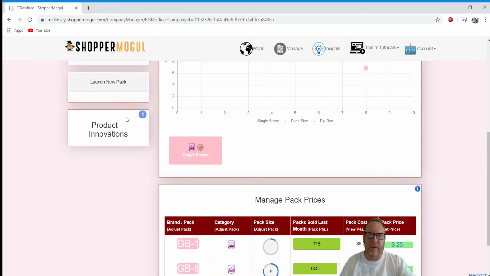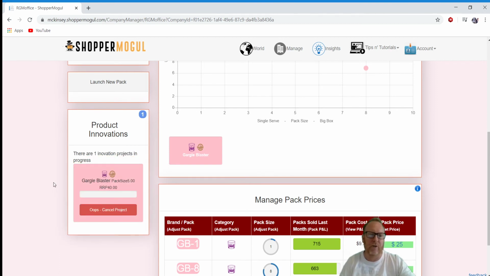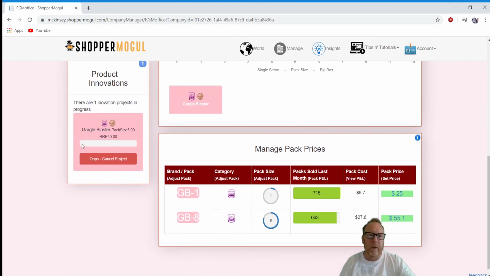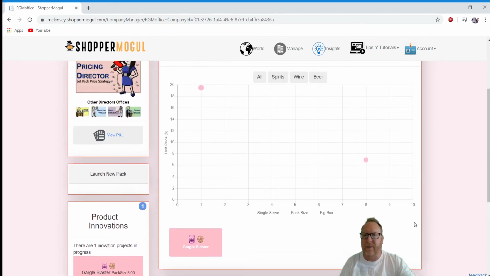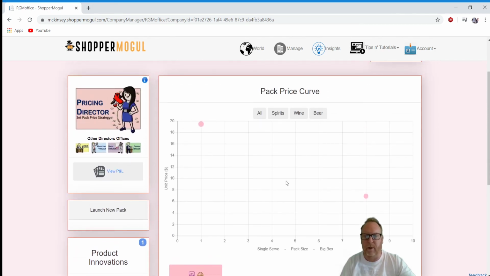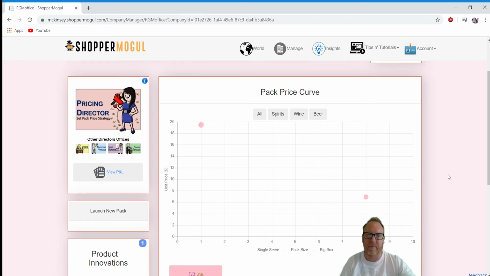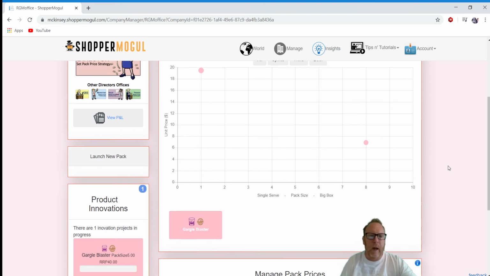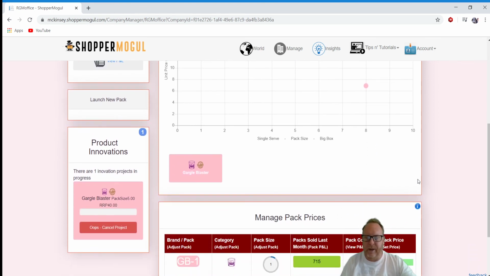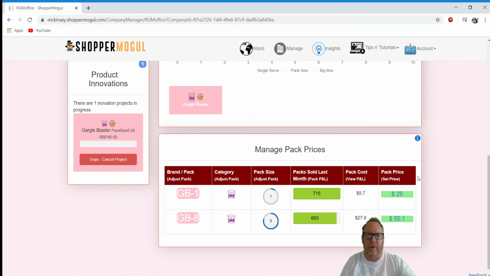And again, what happens is we now have this innovation project, which will take a week to tick past. When we get to the end of this bar, a new product will appear down here in our list of packs to manage. And in this chart up above, we'll get a new bubble on here to see how this product is performing in the marketplace. So those are the basic things as the pricing director you're responsible for. You manage the pack price strategy. What pack sizes do we need to have, and how much money can we get away with charging for each of them?